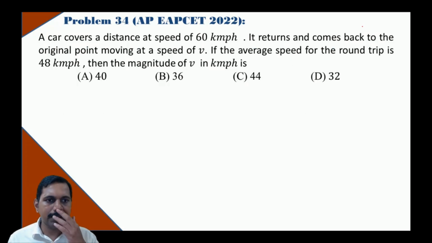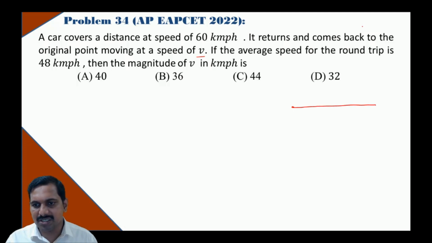The problem goes like this. A car covers a distance at a speed of 60 km per hour. It returns and comes back to the original point moving at a speed of v. If the average speed for the round trip is 48 km per hour, then the magnitude of v in kilometer per hour is? What is happening here is a car is going from one place to the other.